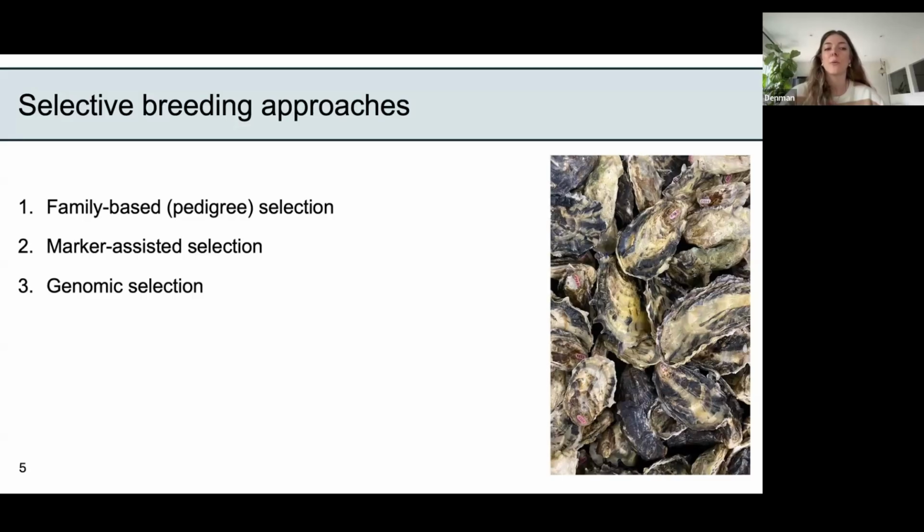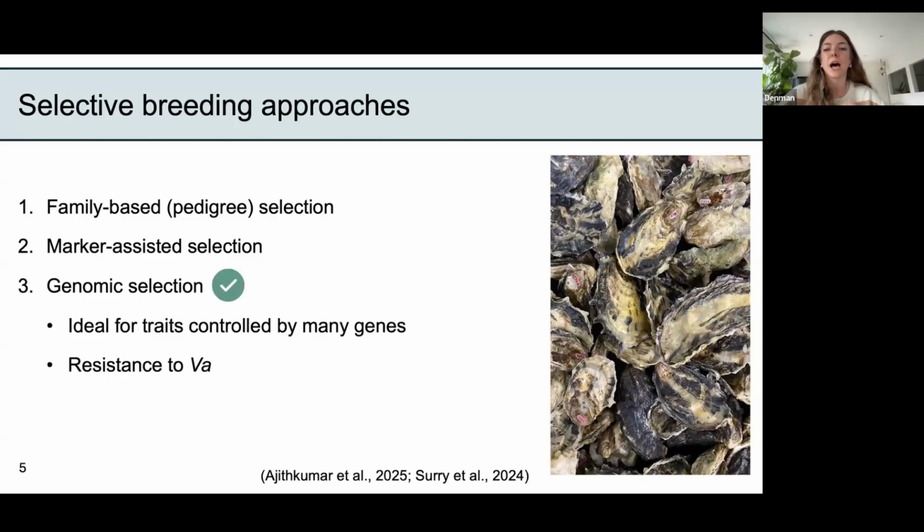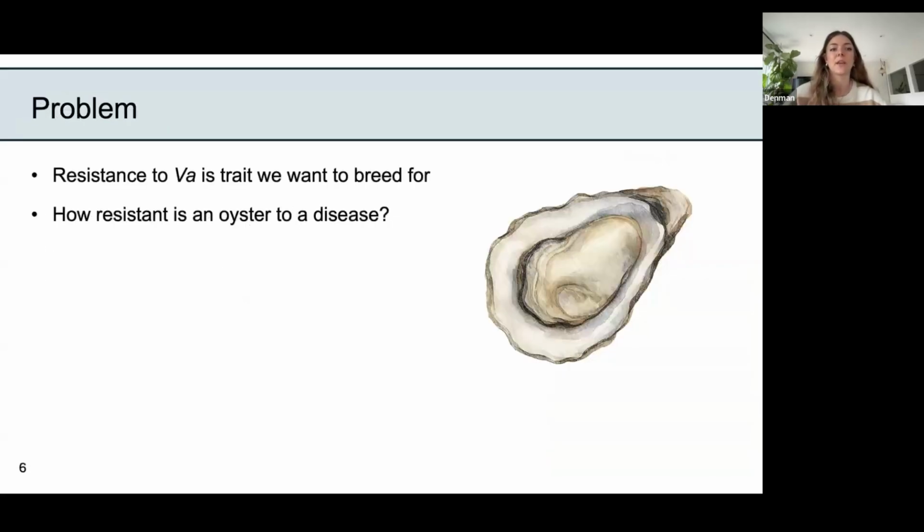And then the third one, which has become more popular over the last couple of years as our genetic technology has increased, is genomic selection. Genomic selection uses high density genetic data, like large segments of the genome. It is ideal for traits that are controlled by many different genes, and resistance to Vibrio aestuarianus is suspected to be a complex trait that is controlled by many different genes. So this is the type of selective breeding approach that we decided to use for my project.